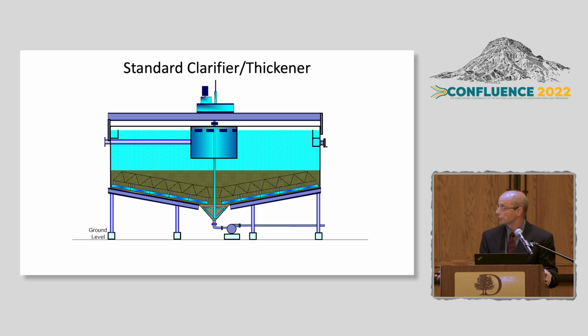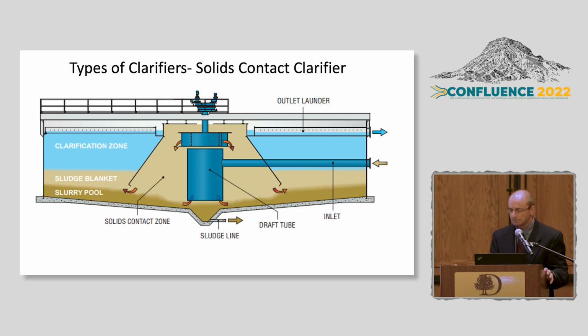The slow turning rake mechanism with blades moves the consolidated slurry to the center where it's discharged in this cone, and an underflow pump is used to remove that waste sludge. The clear water rises to typically a peripheral launder where the treated water is removed. So that's a standard unit, no special features other than there's a lot of details in making sure you get the design right, of course.